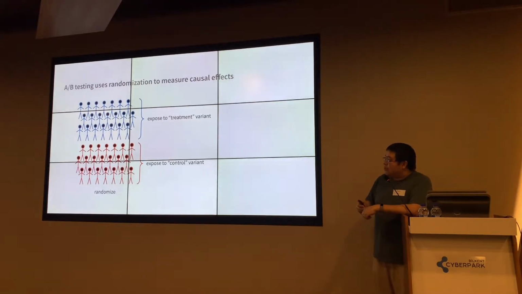And then the other group you'll expose to the control variant. This is the unmodified version of your website. So now you have the treatment variant, the control variant, and after you've exposed users to these two variants, then over time you measure some metrics of interest.